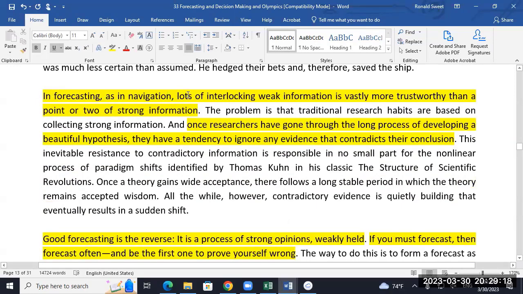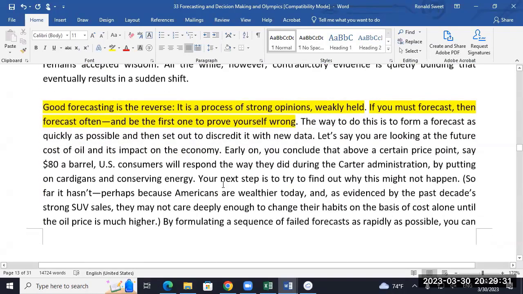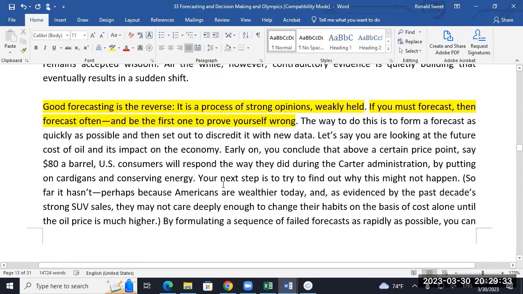So in forecasting, lots of interlocking weak information is vastly more trustworthy than one strong piece of information. Once researchers have gone through the long process of developing a hypothesis, they tend to not want to change it. Good forecasting is the reverse. It's a process of strong opinions, weakly held. If you must forecast, forecast often and then throw out the ones that are wrong.